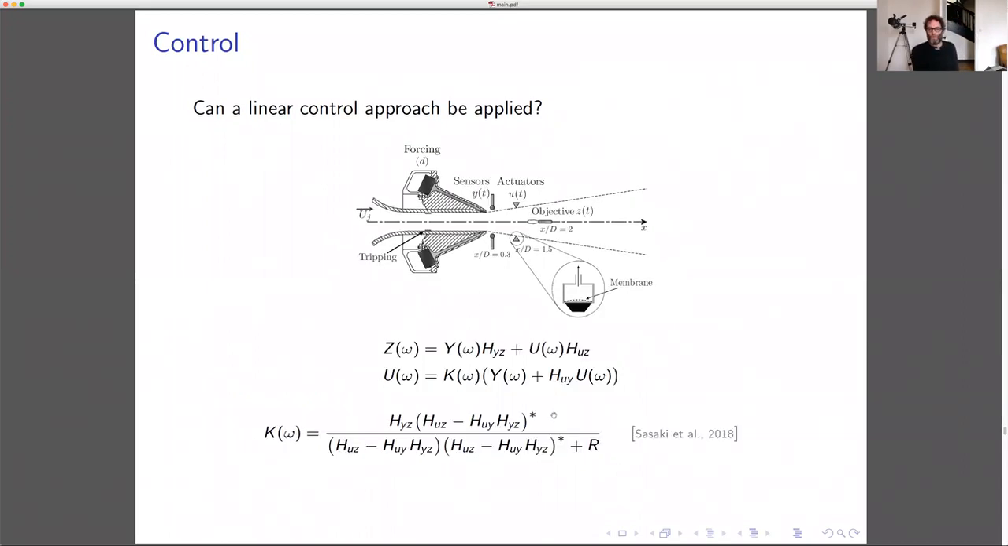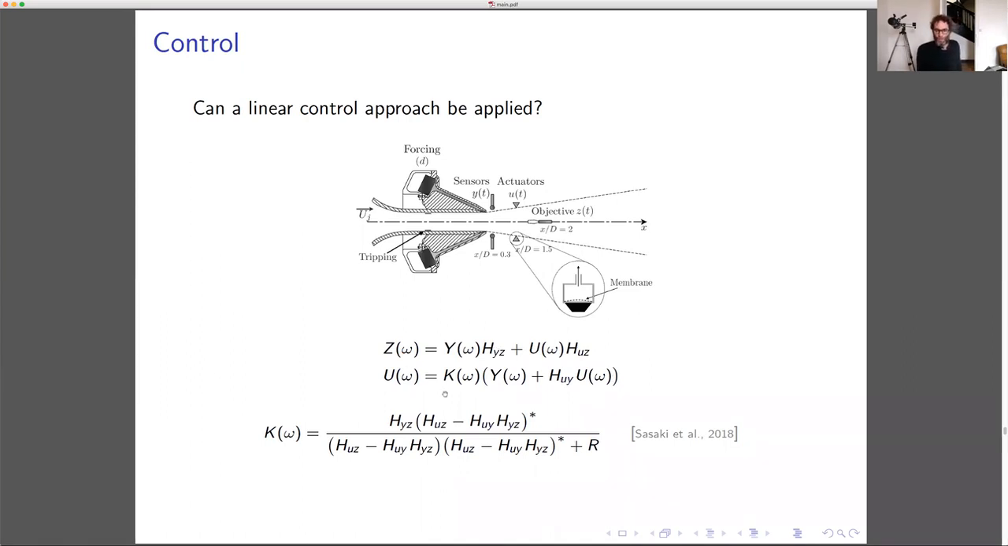The control system works in this way. We consider the output, which is the measurement of the hot wire, as a linear combination of the sensors, which map to the output via this transfer function HYZ, and the actuator that maps to the objective by HUZ. In this experiment, we identify these transfer functions empirically just by looking at the cross-spectral density between the two things. But these, in principle, can be built from the resultant framework and indeed enhanced using what I described in the previous part of the talk.